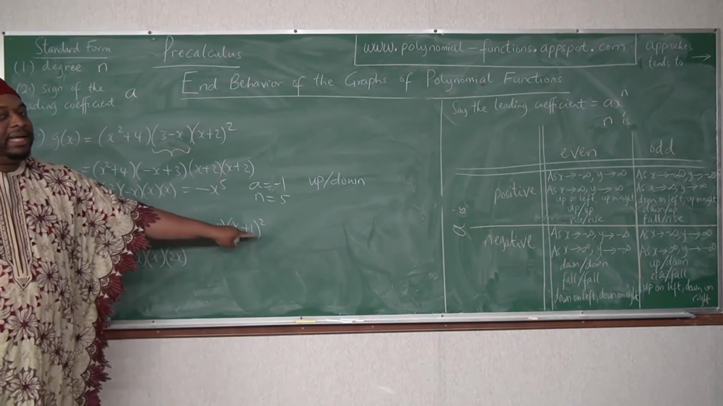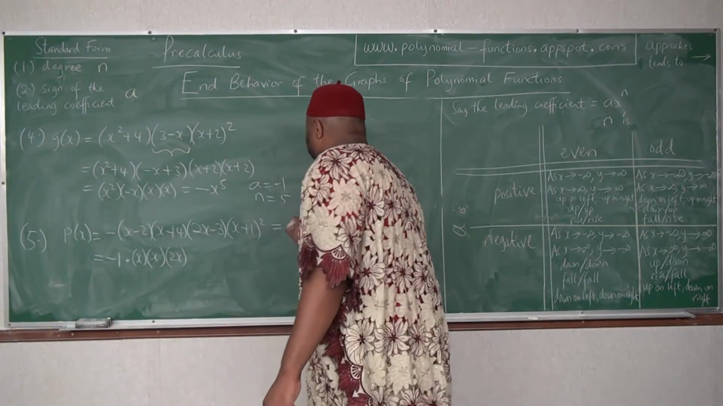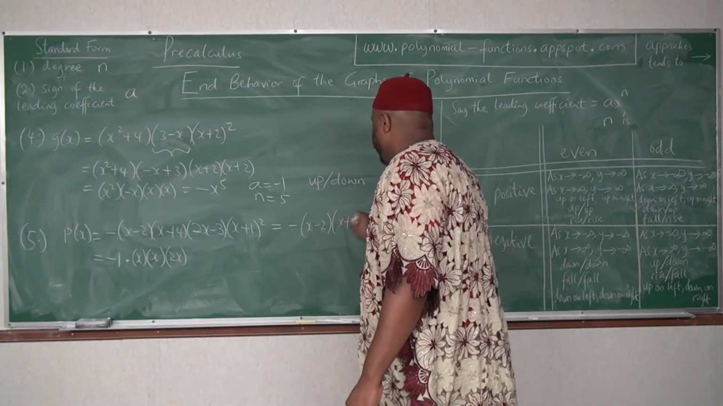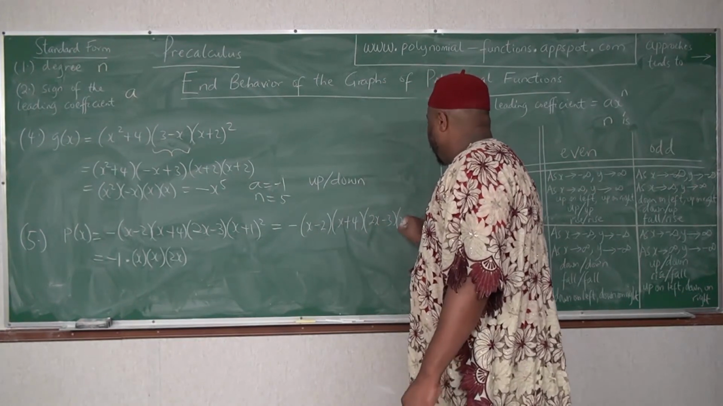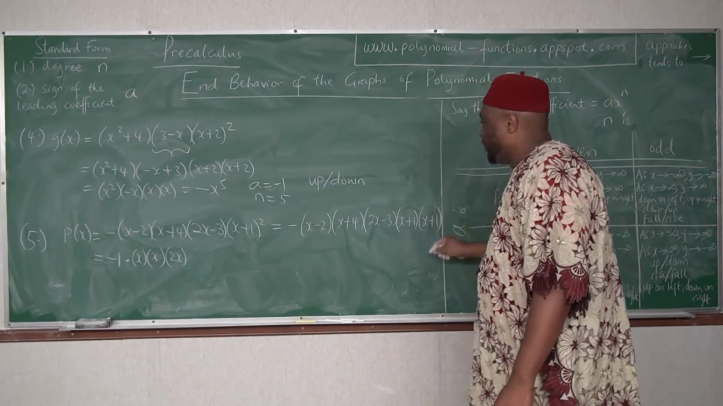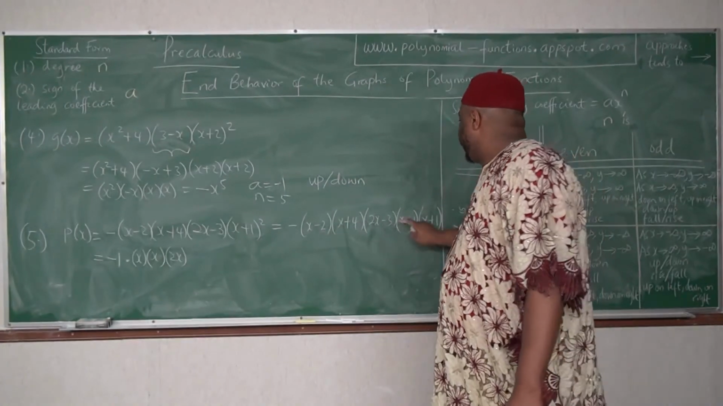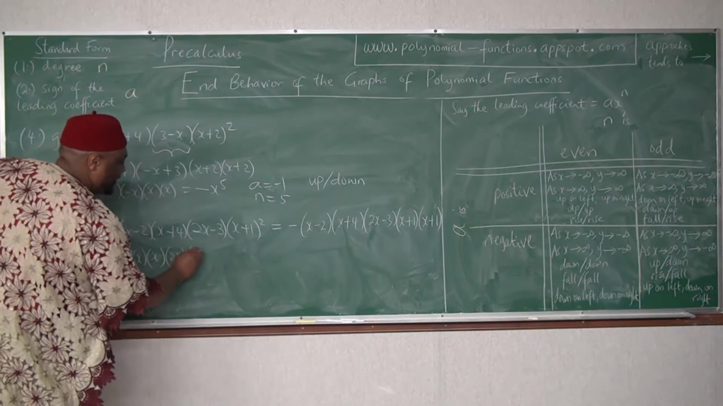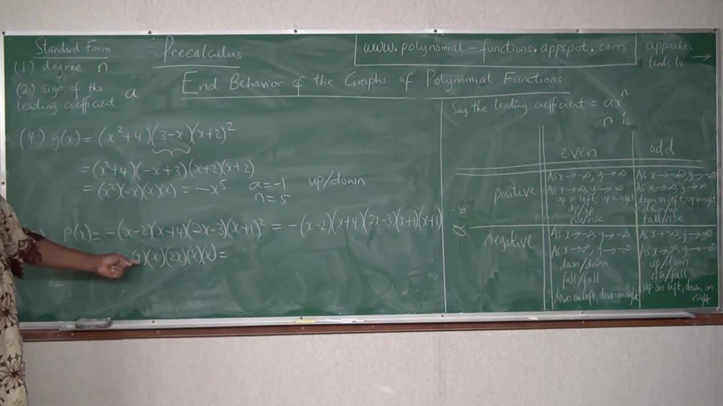If you want to split it, that's fine. Do you want me to split it? Negative x minus 2 times x plus 4 times 2x minus 3 times x plus 1 times x plus 1. Okay? So 1, 2, 3, 4, 5. So this is x times 2x times x times x. You see that? So this gives us what?